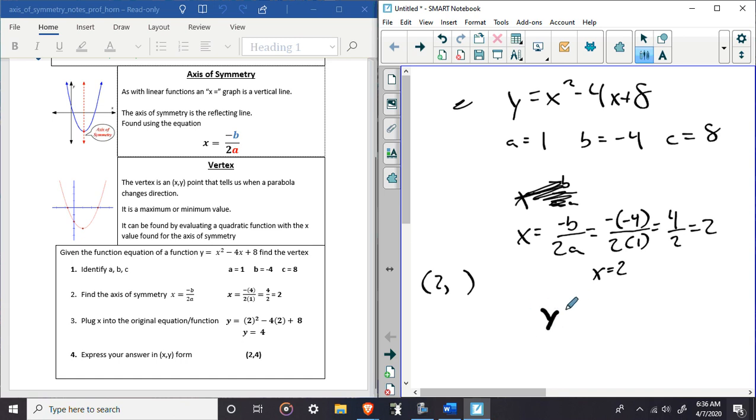All right, y is equal to 2 squared minus 4 times 2, plus 8. Well, 2 squared is 4. It's 2 times 2, right? Negative 4 times 2 is negative 8, plus 8.